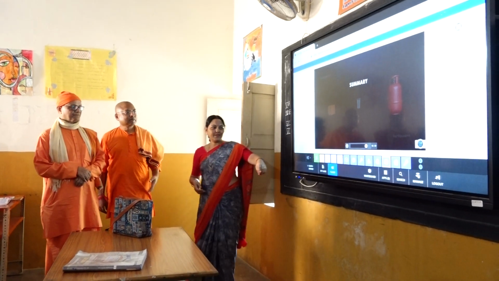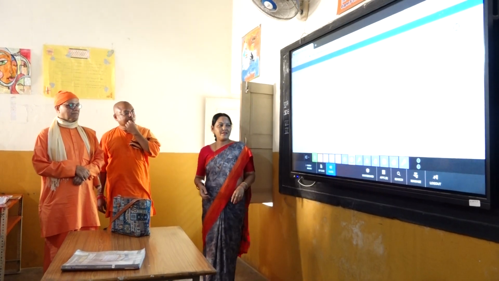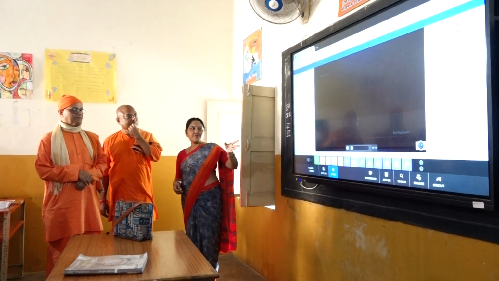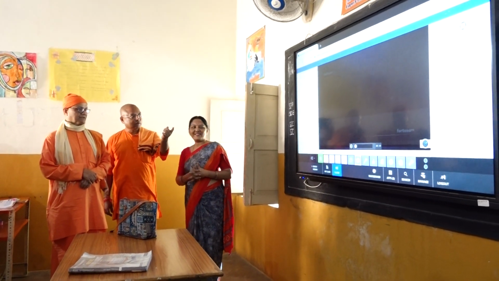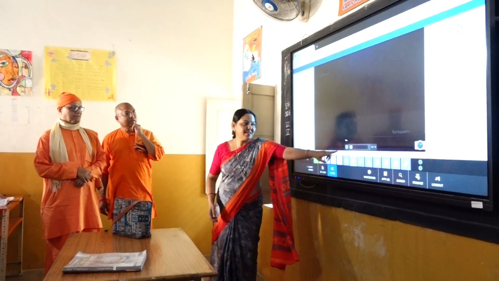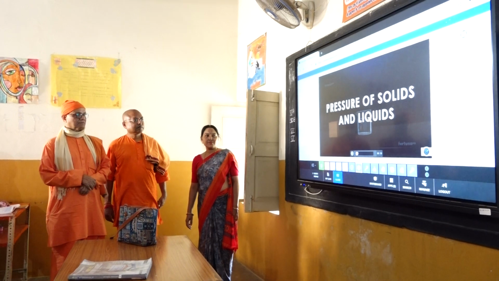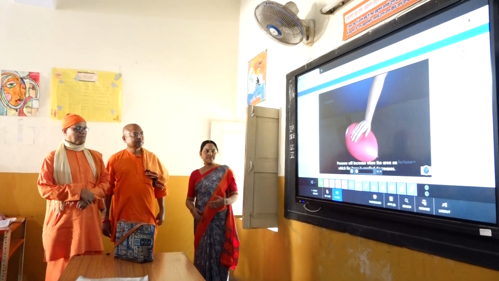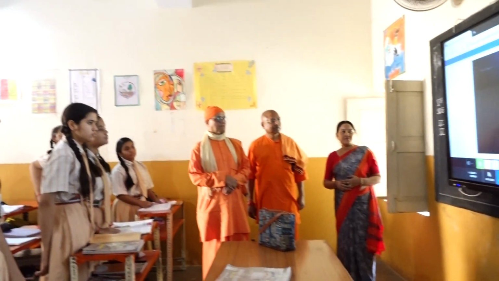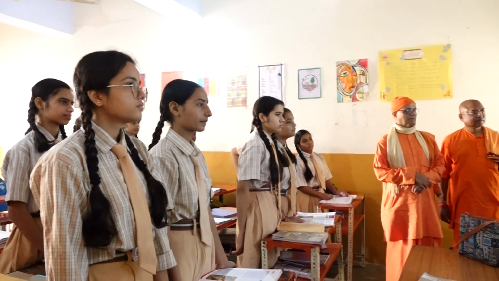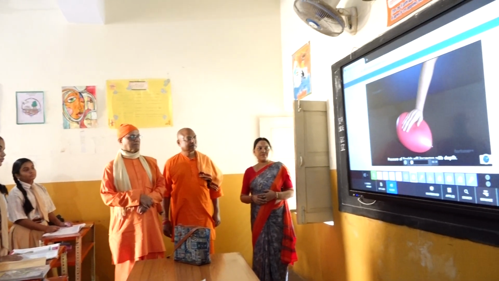Summary. Pressure is the force acting on a unit area. The chapter is pressure, and through the activities we can explain it so the children can understand it easily. Pressure of solids and liquids. Pressure will increase when the area on which the force is applied decreases. Liquids and gases exert pressure equally in all directions. The pressure of liquids will increase with depth.